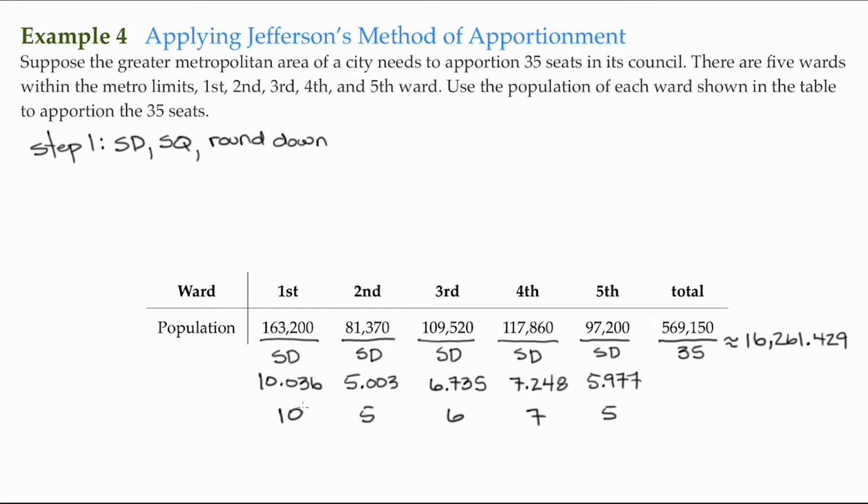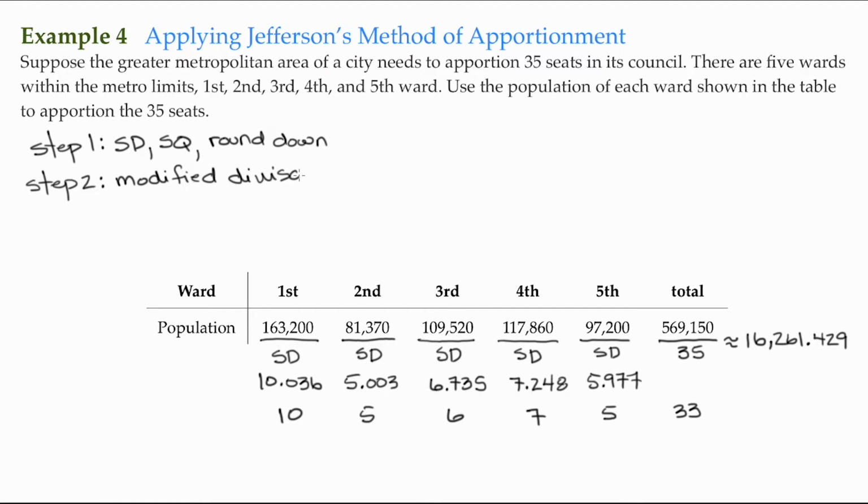So we go ahead and add these up. 10 and 5, that's 15. And 6 more, that's 21. And 7 more, that's 28. And 5 more, that's only 33 seats. Or in other words, we have 2 seats left over. So this is where Jefferson's method now changes from Hamilton's method. Step 2 for Jefferson's method is he says to put in a modified divisor.